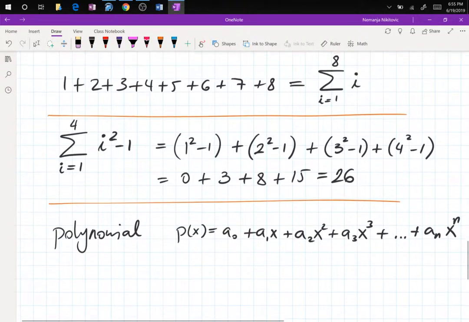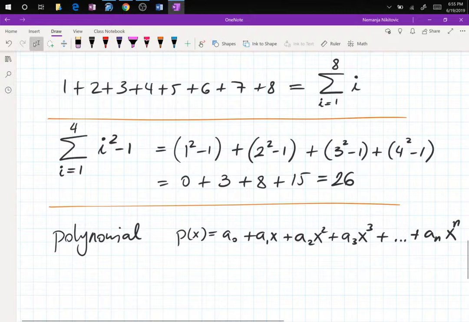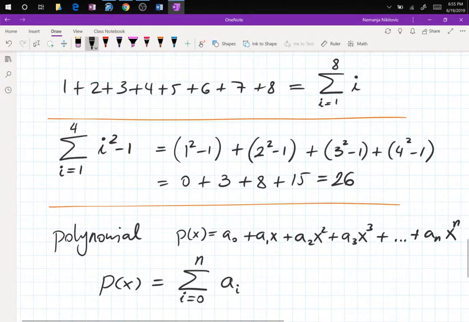Now summation notation allows us to compress this. Instead of having this huge string, we can just say, well, p of x is equal to summation. I starts at 0 this time because that's the first, a0 is the first, all the way to n, and then we have ai x to the I.